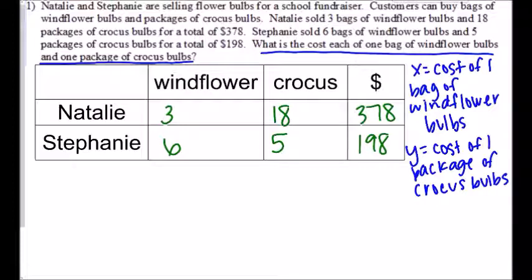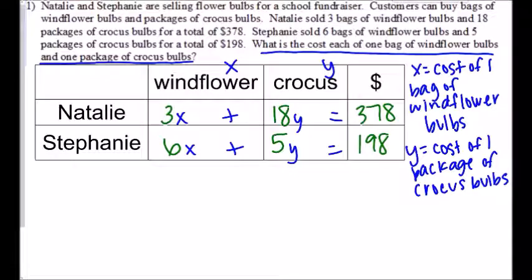Okay, the goal here is to create a system of equations, and with 2 variables, that means we need 2 equations so that we can solve for both unknowns. And we've made windflowers go with x and crocus bulbs go with y. So I'm going to go ahead and just go x and y on these. Now I've got 2 equations.